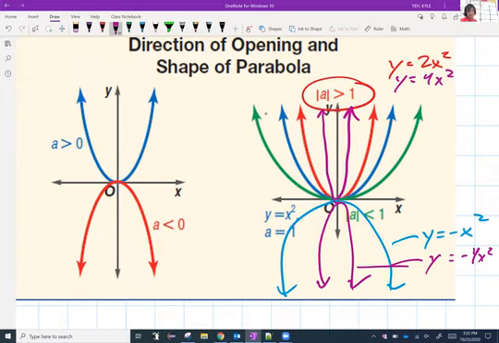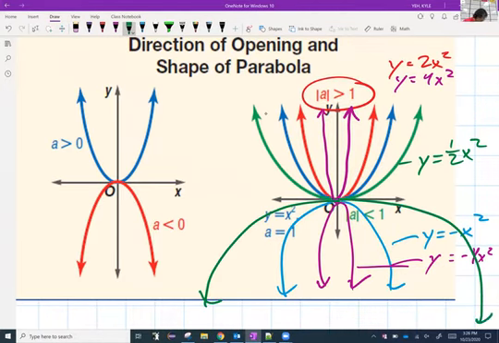And then on the flip side of the coin, if you take a look at green, green could be like y equals 1/2 x squared. It's still positive, it's still opening up, but that a value is less than 1. It's pretty low, which means it's going to be a super gradual parabola. I could draw one even more gradual, something like this, that just takes forever to get going. And maybe this is y equals 1/3 x squared.